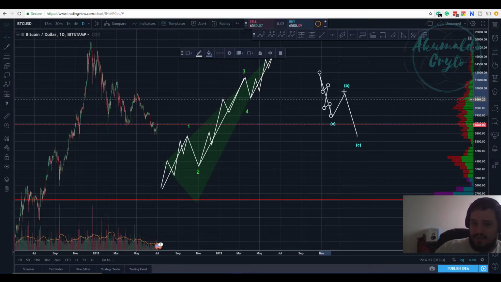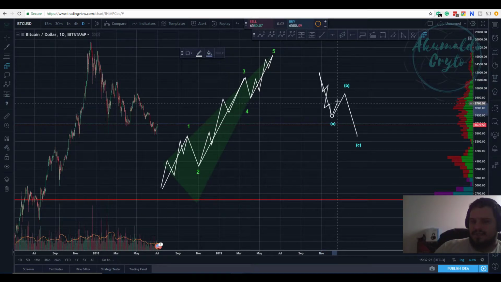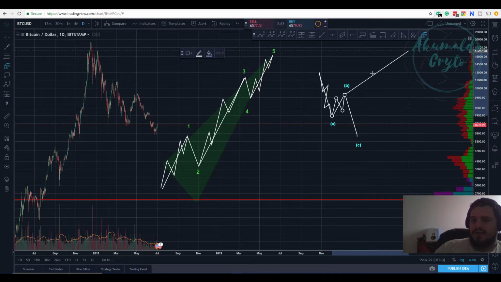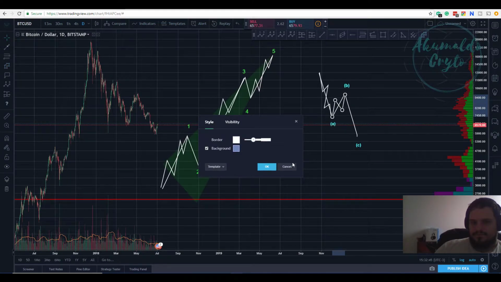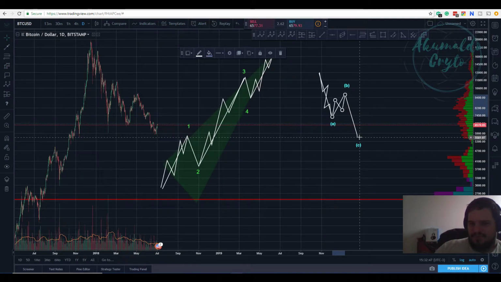A. Then we have a corrective wave. A corrective wave is an ABC. So we have an A, B, C. And then we have five waves down. Oh, I forgot I was supposed to do this. I'm sorry. We have an ABC here. A, B, C. And then we have five waves down, okay?